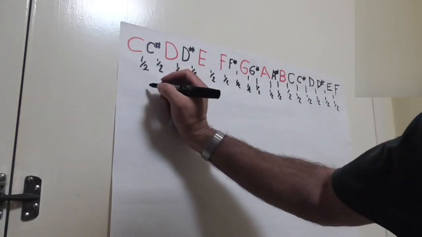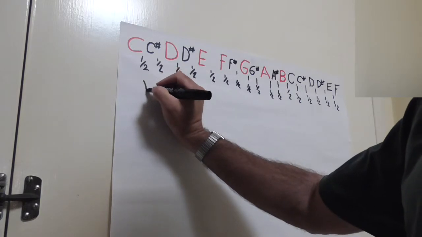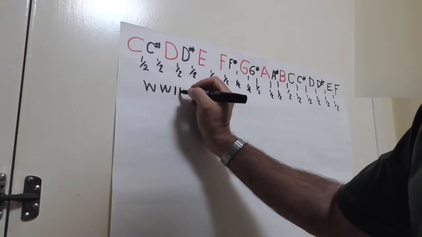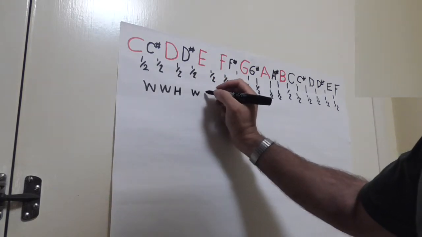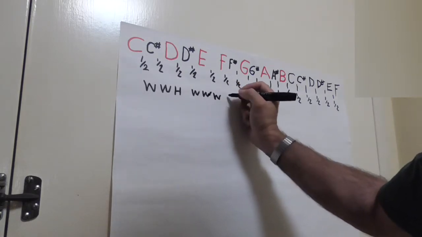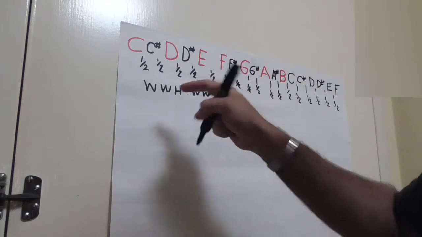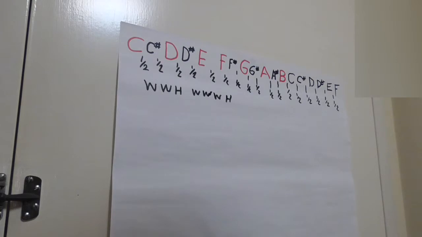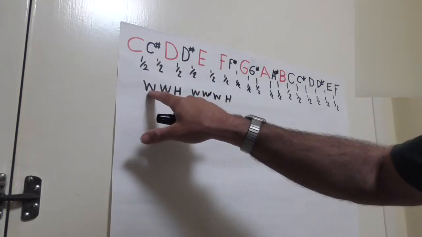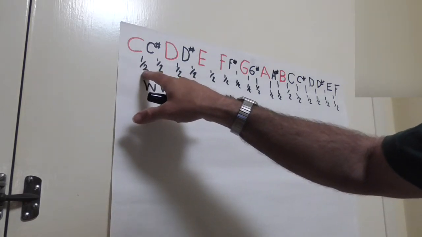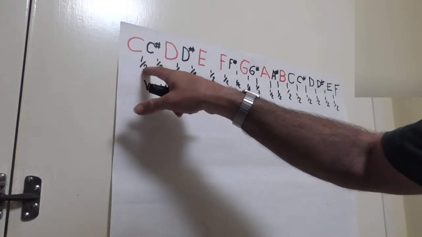Because the formula for a major key is whole, whole, half, whole, whole, whole, half. Okay, so that's the formula. Whole, whole, half, whole, whole, whole, half. Means absolutely nothing to you right now. But if we're looking for a whole, you need two halves to make a whole, right? Two halves of an orange make one whole orange.